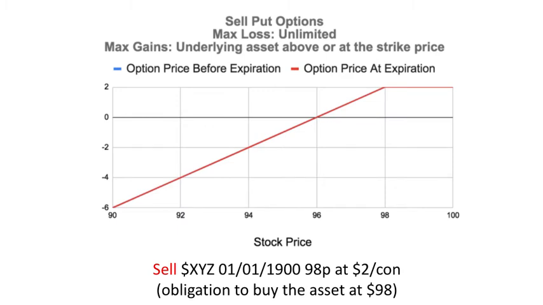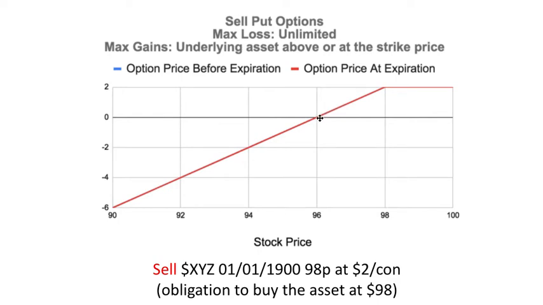So let's take a look at the price diagram again. Here we use another opposite example. We sell this XYZ asset at 98 puts at $2 per contract. That means if you sold this option, you have the obligation to buy this asset at $98. So let's take a look.